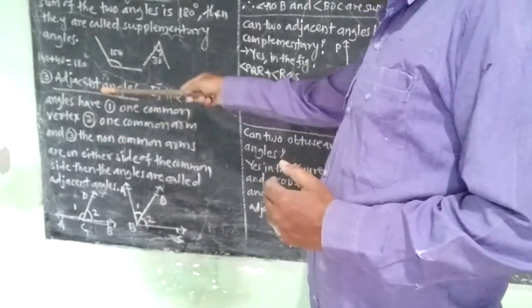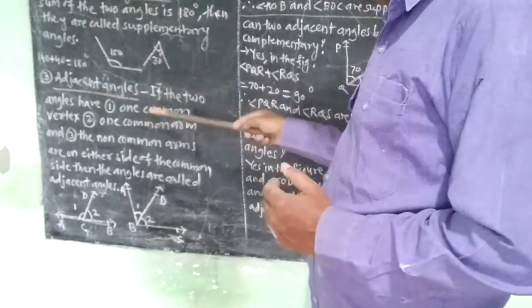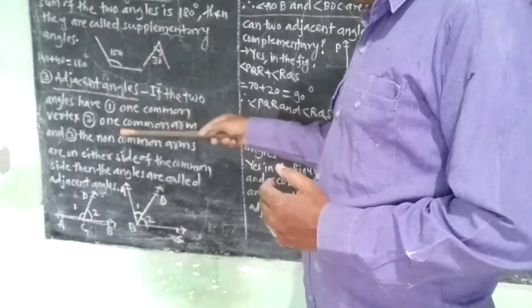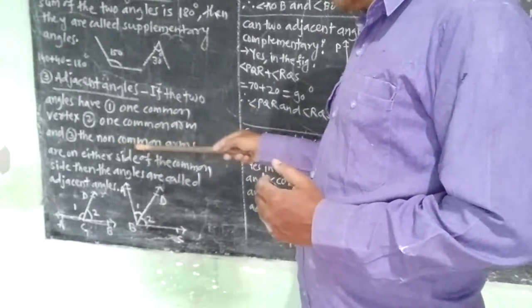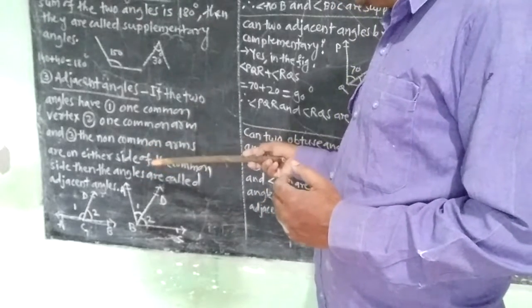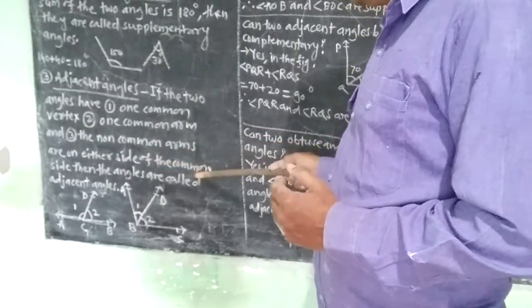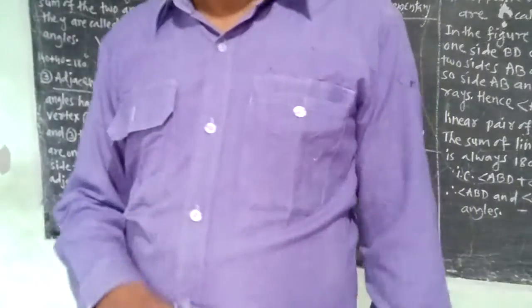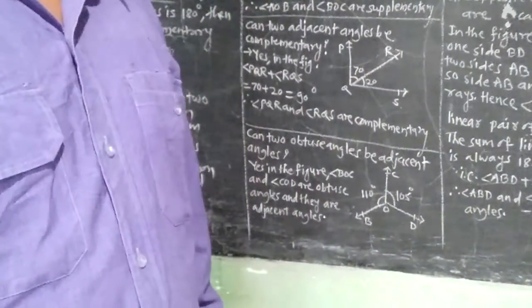Here again we will see the definition: if the two angles have one side common, one vertex common, and the non-common arms are on either side of the common arm, then the angles are called adjacent angles.